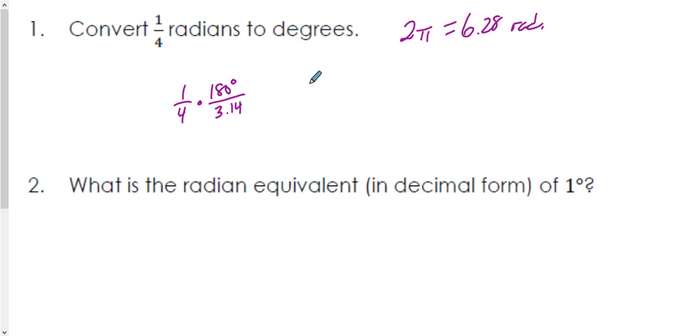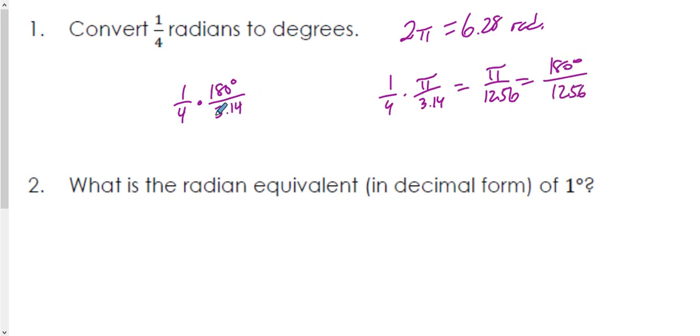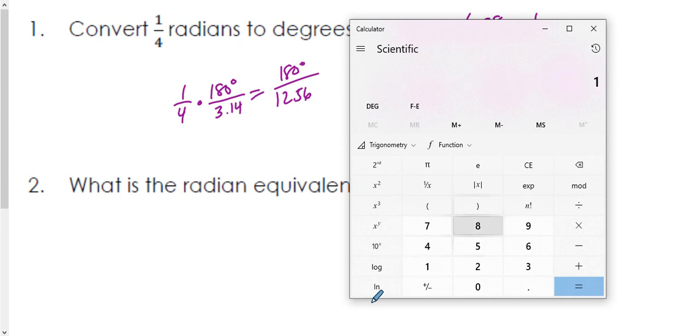So if you want to take it step by step, you're talking 1/4 times pi over 3.14, and you could go ahead and get that, which would be pi over 12.56, I believe is what this is, and then you change this into 180 degrees over 12.56. But it's just a little bit faster to just go straight into this. So 1 times 180 is 180, and then 4 times 3.14 is 12.56, and then we just do this on our calculator, and we get 180 divided by 12.56.